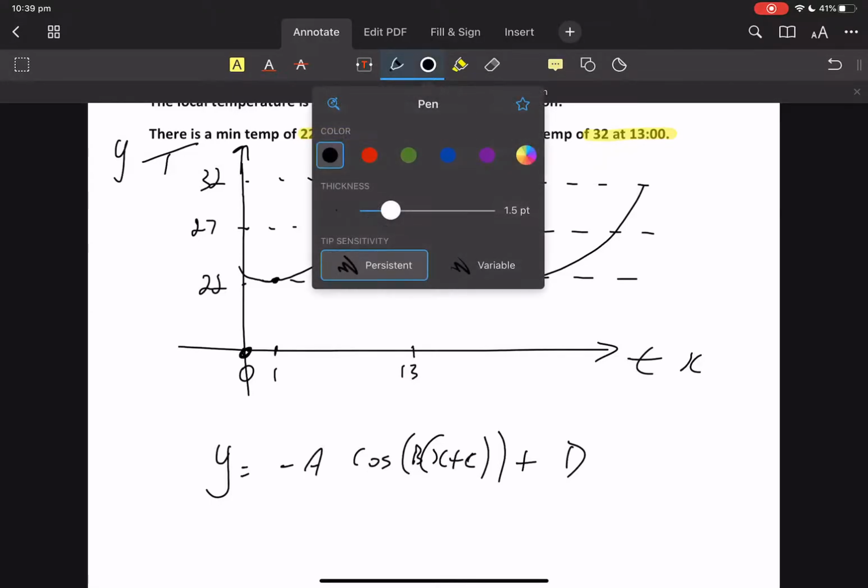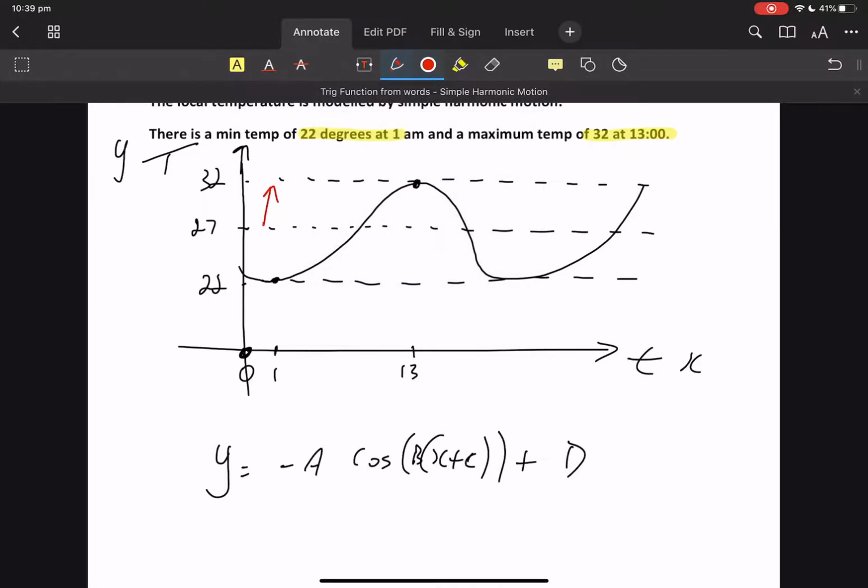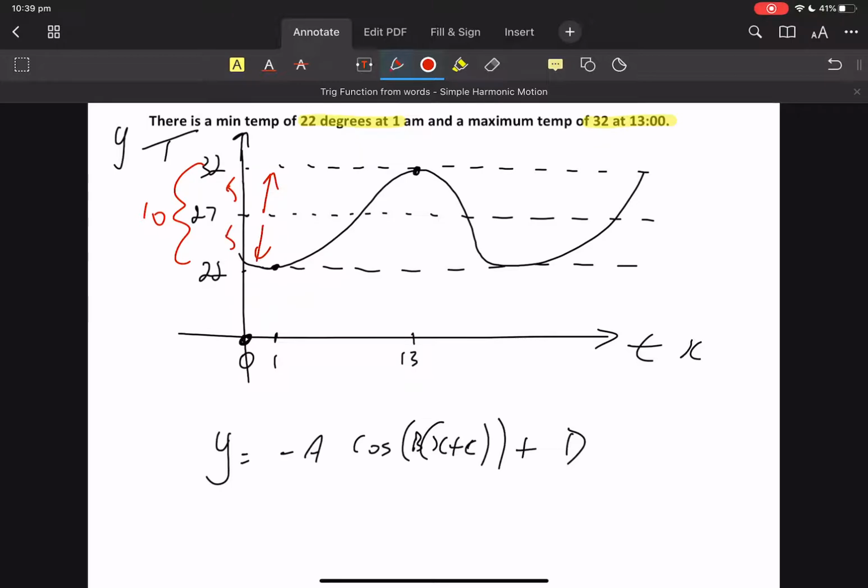Okay. Amplitude. How far is my up and down? I'm going up 5, down 5, because that's 10. So it's going to be y equals minus 5 cos. Centre of motion, D, 27. Like that one.